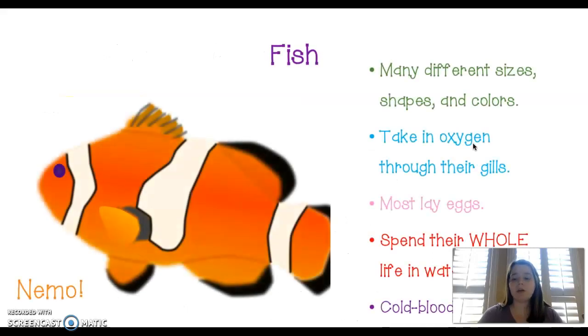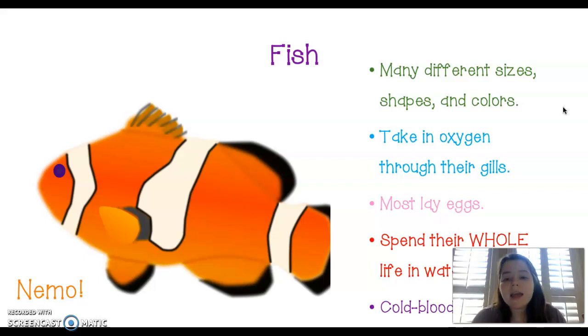So the very first category of our 5 different categories of vertebrates are fish. Fish come in many different sizes, shapes, and colors, and that's why I went ahead and made all these different colors to represent the different kinds of colors fish can be. Fish take in oxygen through their gills. So fish have gills and we have lungs. Gills allow fish to stay underwater for long periods of time. They don't have to come up for air. While we're swimming, humans, we have to come up for air because we have lungs, we don't have gills.